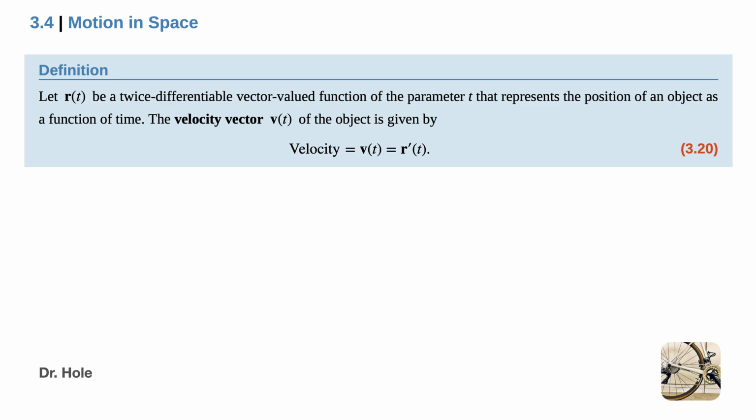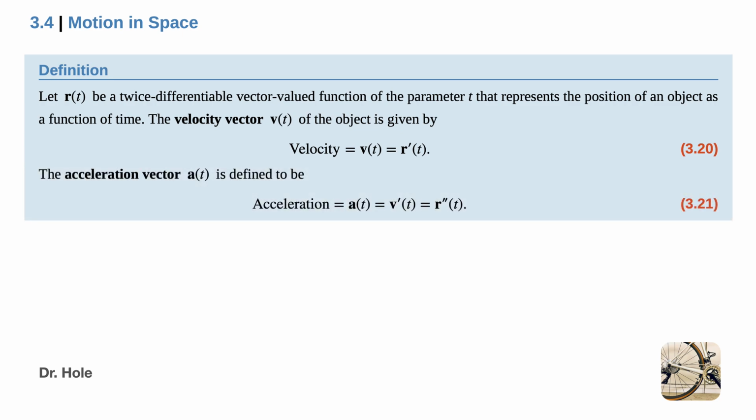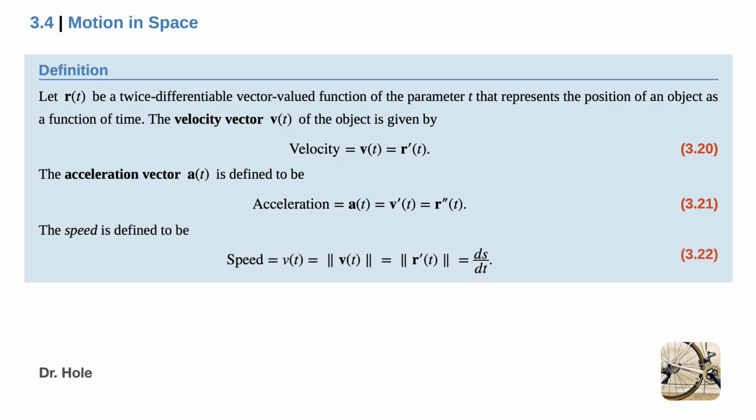We have r vec. We want it to be twice differentiable. The first derivative we'll set to be the velocity vector, v vec of t. The second derivative, that's a derivative on velocity, is the acceleration vector, a vec of t. And if we go back to velocity, that's a vector, and we take its magnitude, we can denote that as v of t, that is the speed.